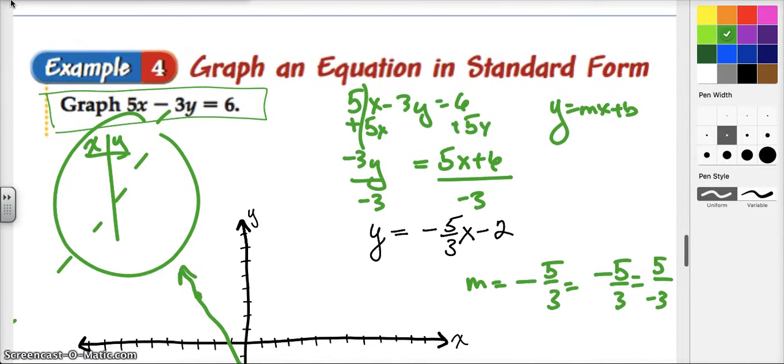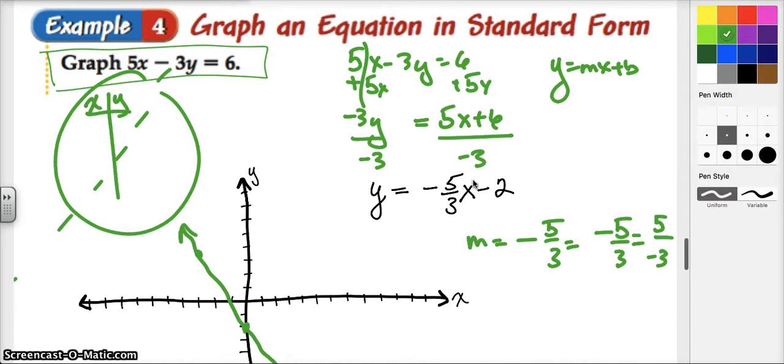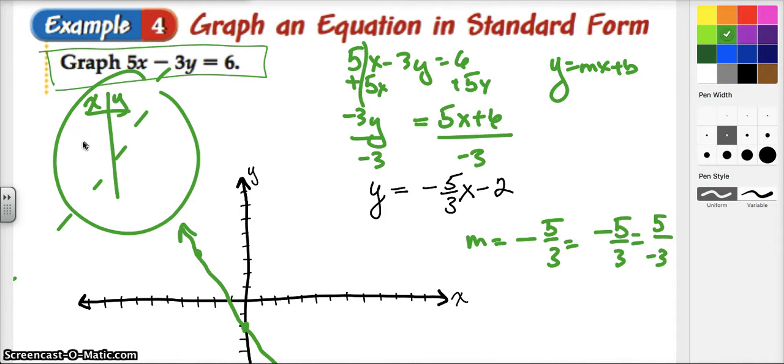So let's just talk about what we did. We took an equation in standard form and put it in y equals mx plus b form, slope-intercept form, to make it easier for us to graph. We could have used an xy table and guessed and checked our way through, which is fine, but it's a lot of work, and it is easier if we can use the forms that we have to our advantage.